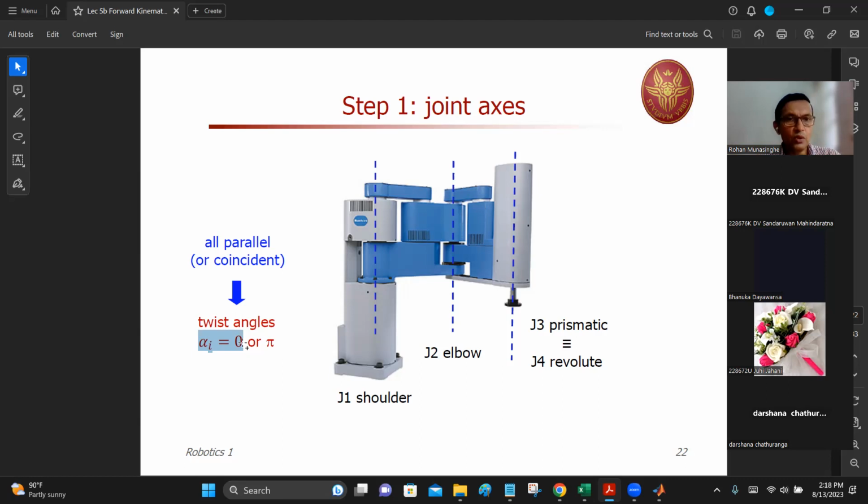So it can be 0 or pi, depending on your selection of coordinate frames, whether you select it up or down. If this is up and this is down, again there's a twist of 180 degrees. So if you have Z and Z both vertically up or vertically down, then alpha is 0.